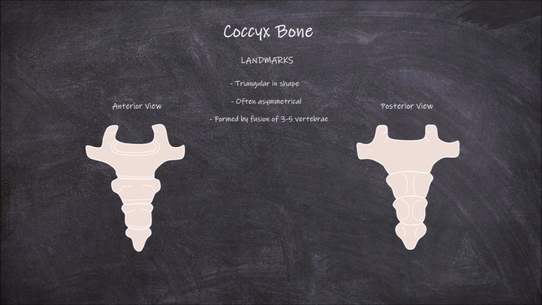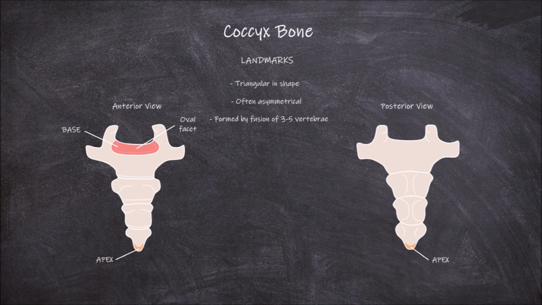The first region of the coccyx bone is the base. The base is the superior part of this bone. The base has an oval facet on it for articulation with the sacrum bone. The second region of this bone is the apex. The apex is the inferior rounded part of the bone. In addition to the base and apex, this bone has 4 surfaces.